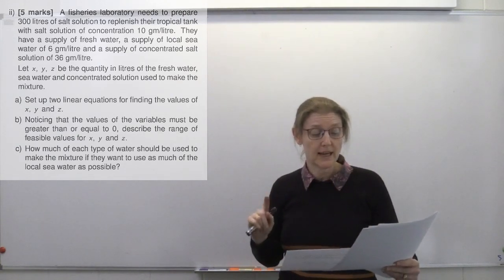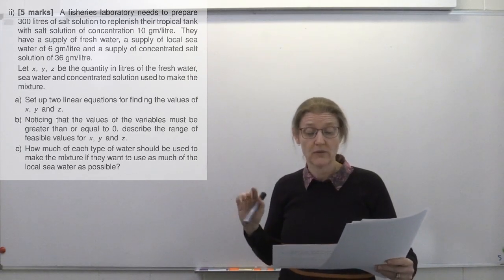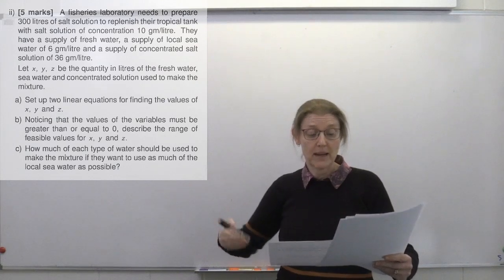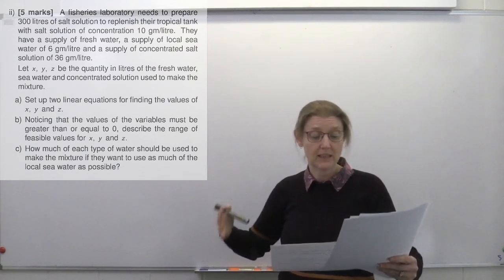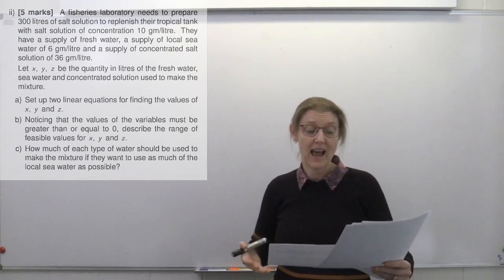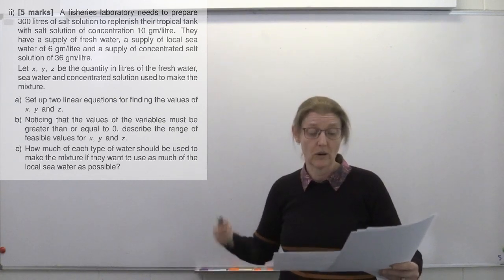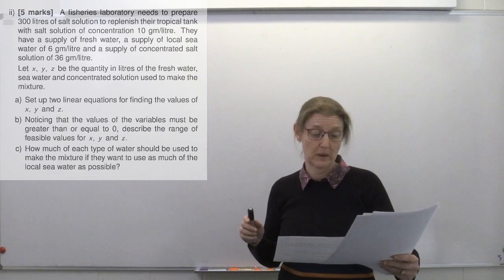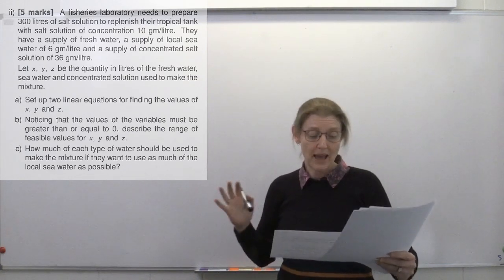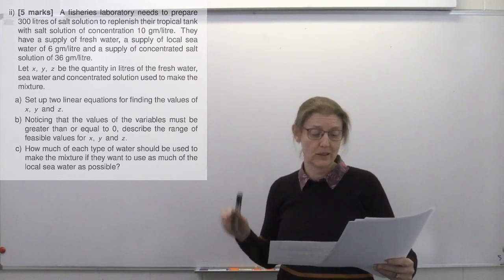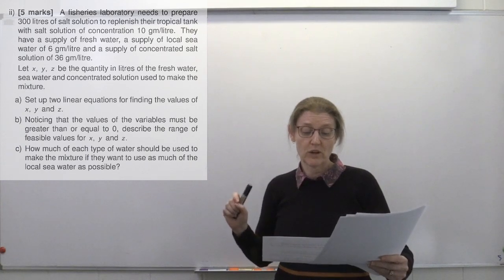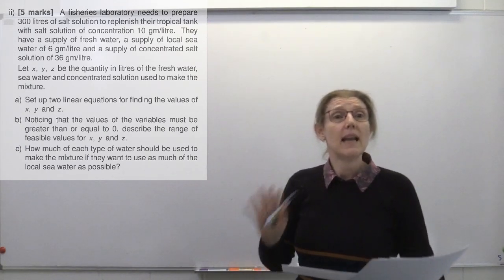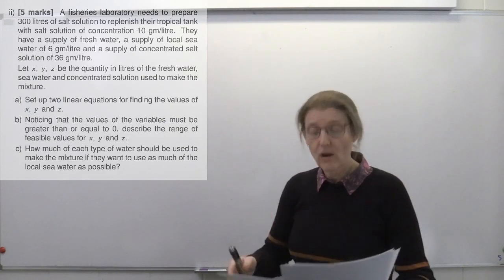We want to set up 2 linear equations for finding the values of X, Y and Z. And in part B, noticing that the variables must be greater than or equal to 0, they are actually quantities after all of a liquid, describe the range of feasible values of X, Y and Z, and then how much of each type of water should be used to make the mixture if they want to use as much of the local seawater as possible. Okay, so let's start by extracting the information.